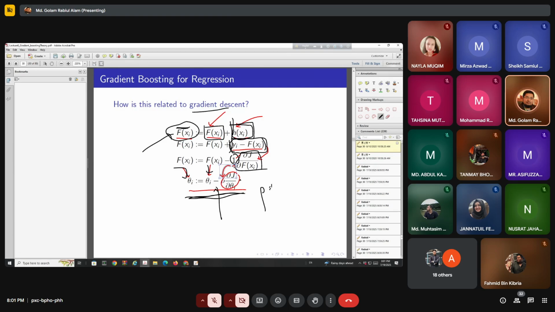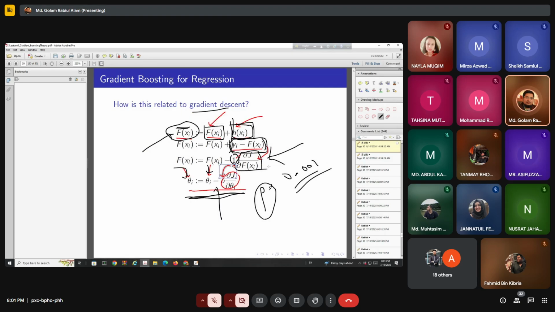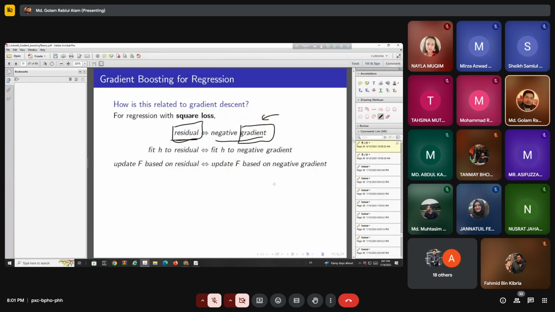But instead of one, we can consider any rho value, maybe 0.00 something. So instead of a learning rate equal to 1, we can consider any learning rate in this equation. Actually, we can say that the residual here is the negative of the gradient. So if we calculate the residual, that will be our negative gradient.